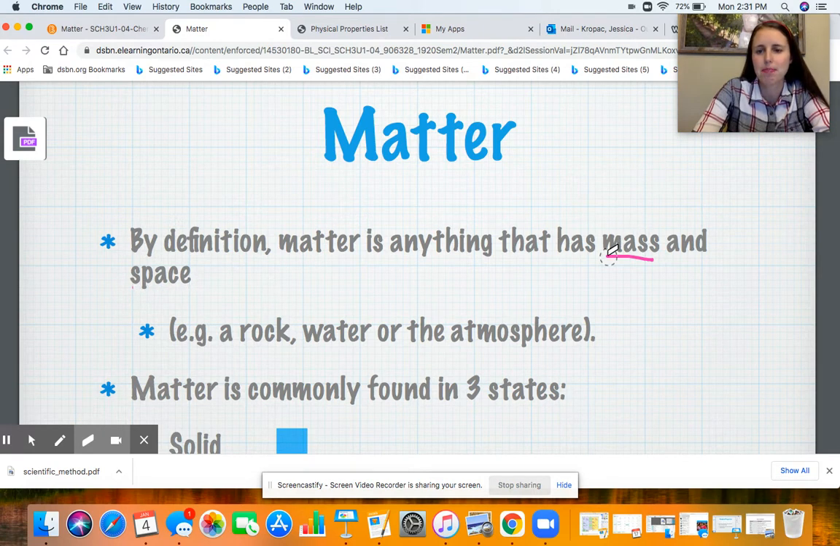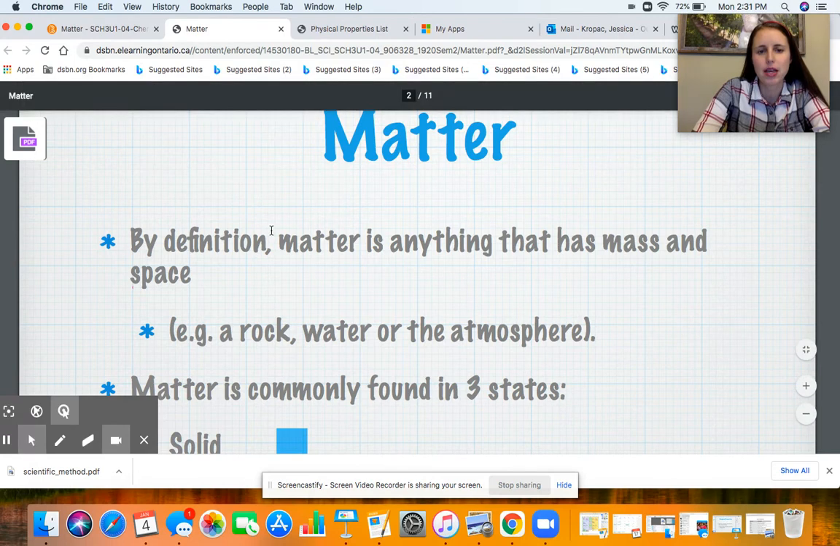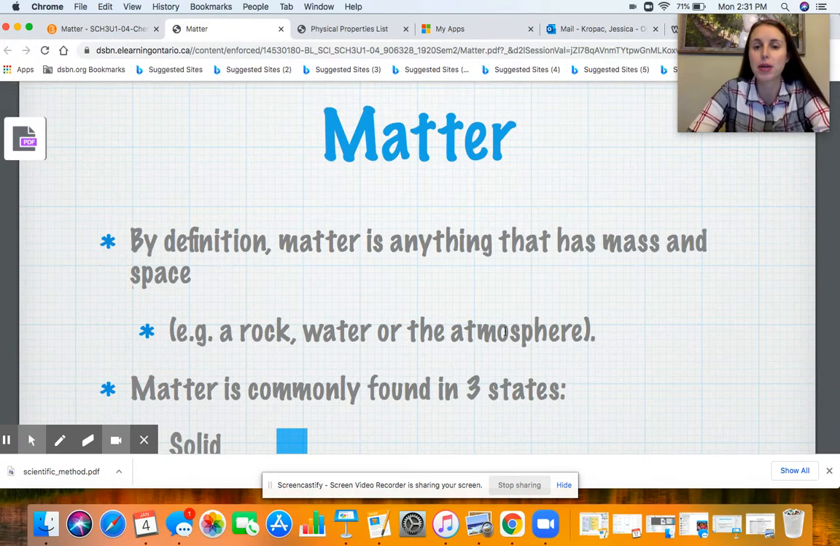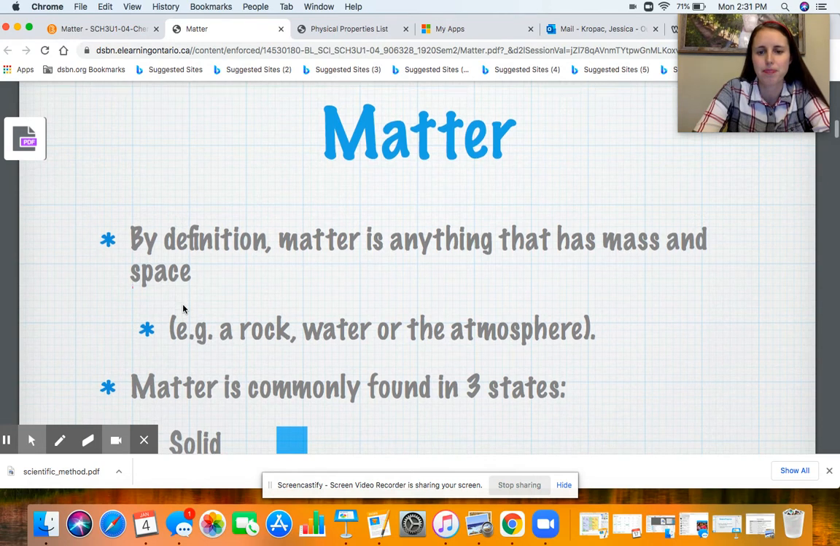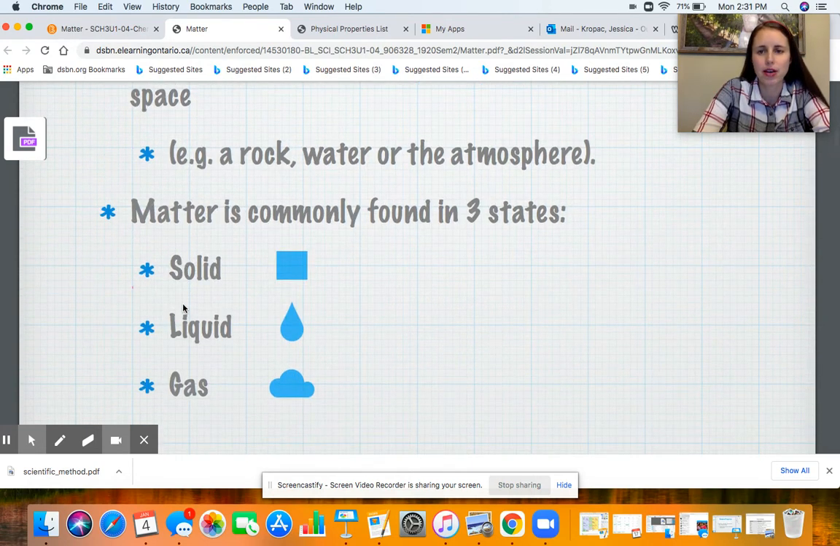So we're going to be taking measurements in chemistry that help us determine things we need to know about matter. Examples of things that could be matter: rock, water, even the atmosphere. Even though you can't technically see it, oxygen, carbon dioxide, nitrogen, all of those gases actually have mass and take up space. Matter is commonly found in three states: solid, liquid, and gas.